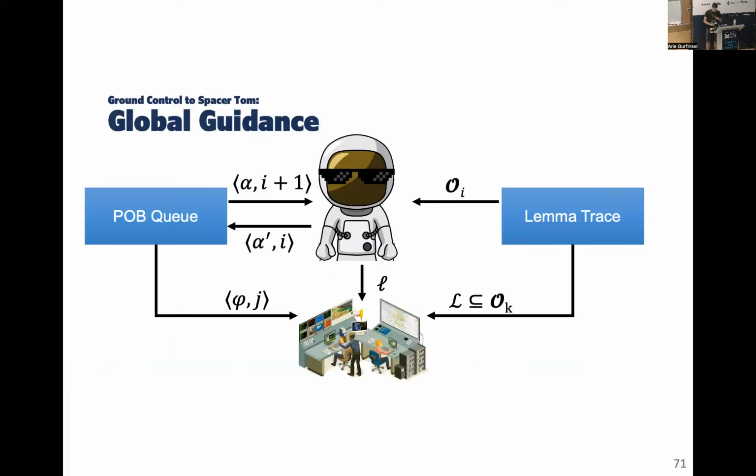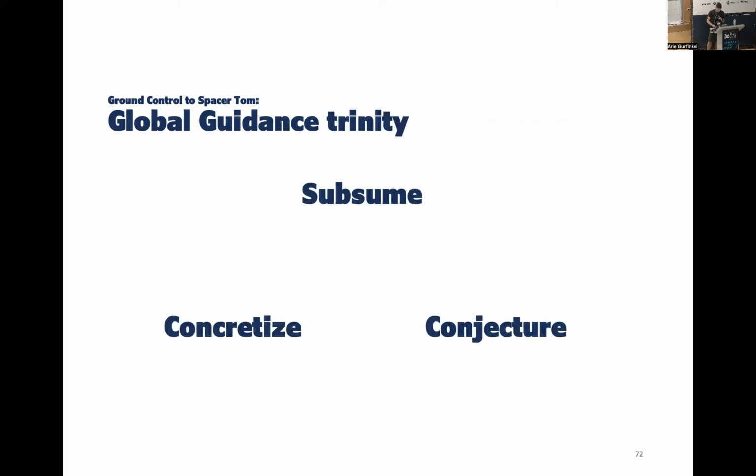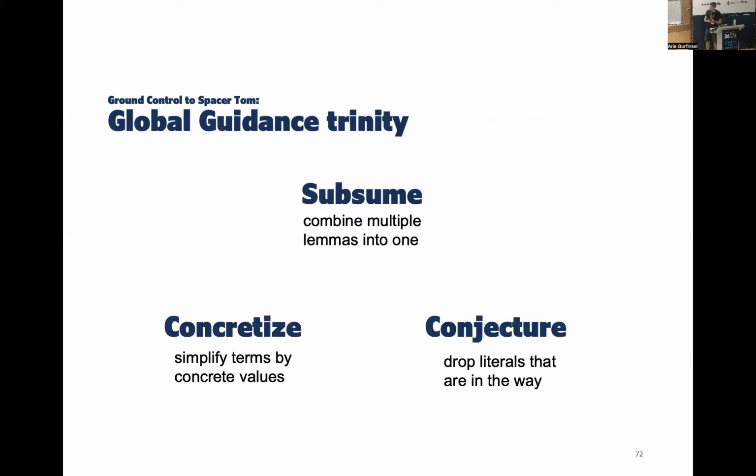Maybe I'm not going to explain all of the animation, but the point is that in addition to what Spacer is doing, now there are cool glasses and a control center that looks at what's happening and controls things over there. We have these 3 things: subsume, concretize, conjecture. I'm only going to talk about subsume, this combining of things. Sometimes combining many things doesn't work, and so there are other things to maybe break things apart or maybe abstract things away.